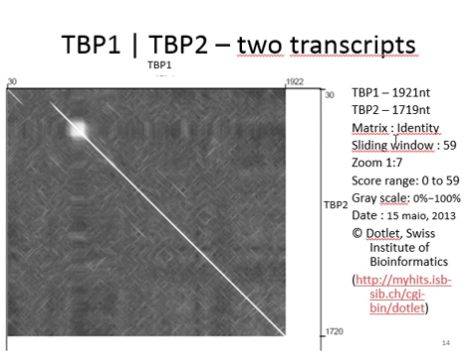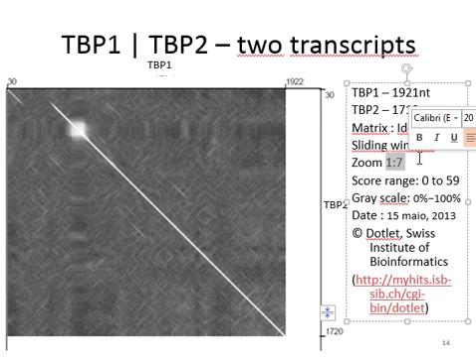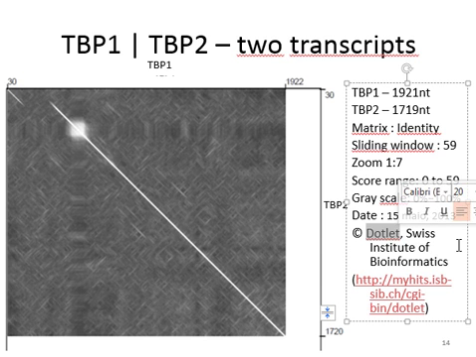These two transcripts were aligned using these conditions, a zoom of 1 to 7 and a sliding window of 59, in order to have less noise on the background. But we can see which nucleotides are repeated here. So this kind of graphical alignment is called a dot plot, and we can use a software developed for that called Dotlet, that is available in several platforms like the Swiss Institute of Bioinformatics, for example.